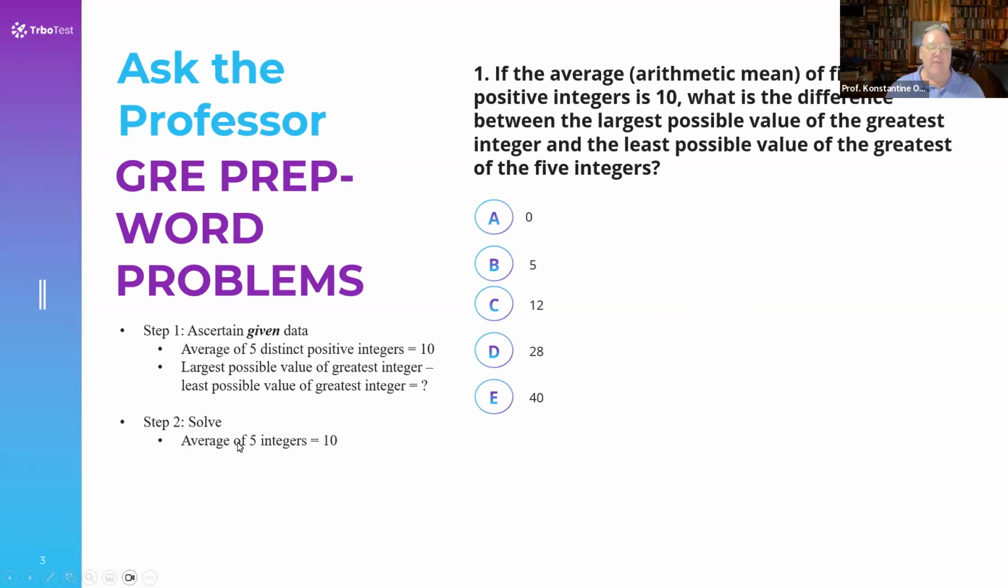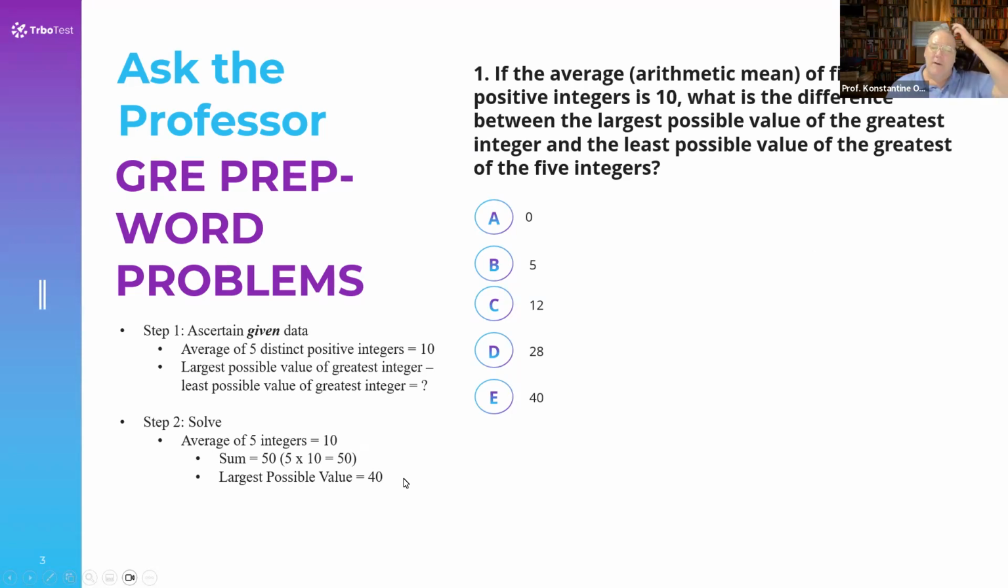All right, so the average of 5 integers is 10. We're told that to start with. Well, remember, integers are whole numbers, they're not fractions, they're not decimals. So if the average of 5 numbers equals 10, we can do the simple math that it's going to be 50, because 5 times 10 gives us a total of 50. So the 5 numbers, whatever they are, are going to add up to 50, because when we divide the 50 by 5, it gives us the 10. That is the average it told us.